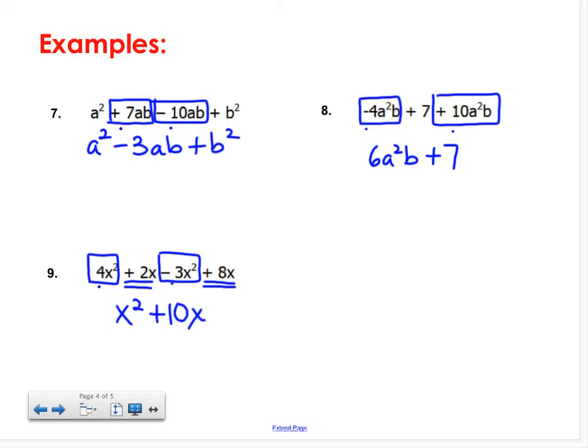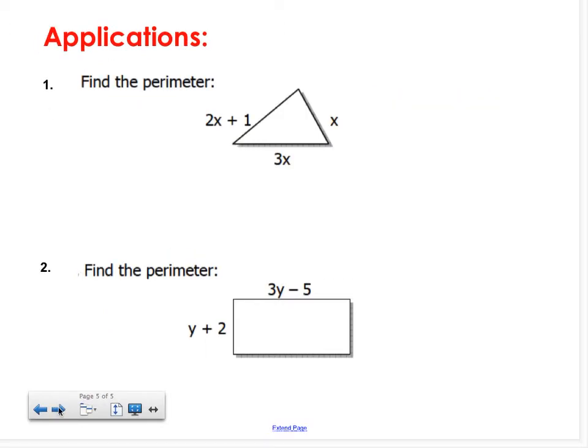Okay? And my last two examples are applications of how to use combining like terms. So to find the perimeter of any shape, that means to add up all the sides. So in this case, we're going to add up 2x plus 1, that would be this side, plus x, that would be this side, plus 3x, that would be this side. Okay, we're going to add up all three sides.